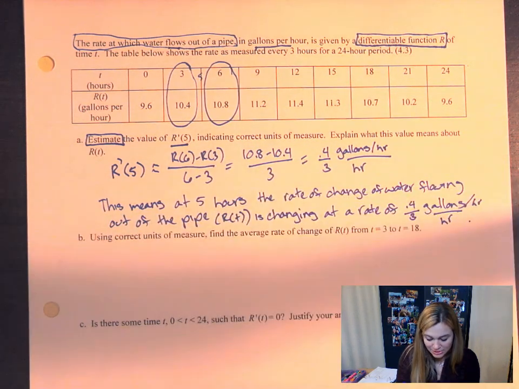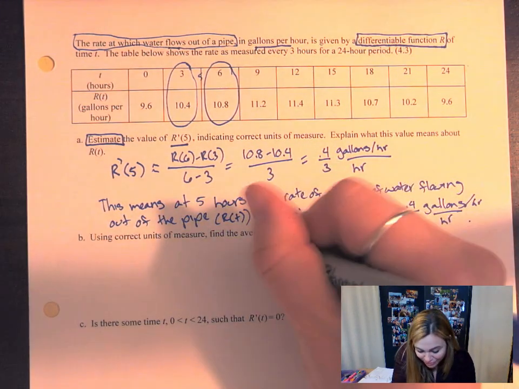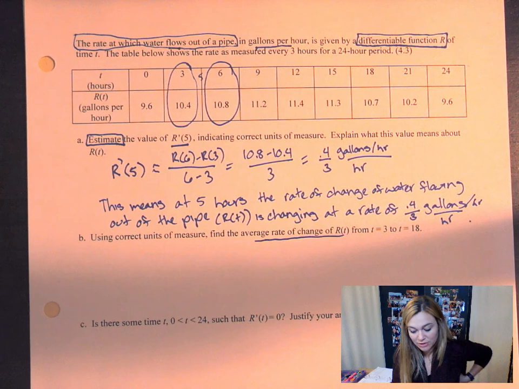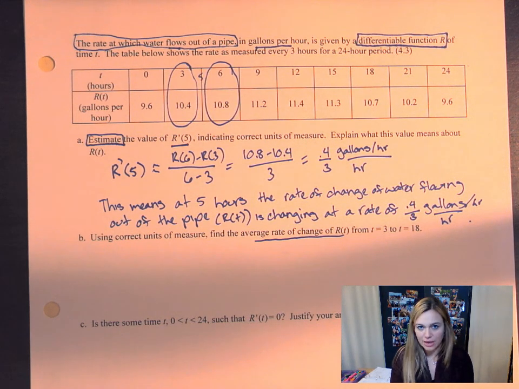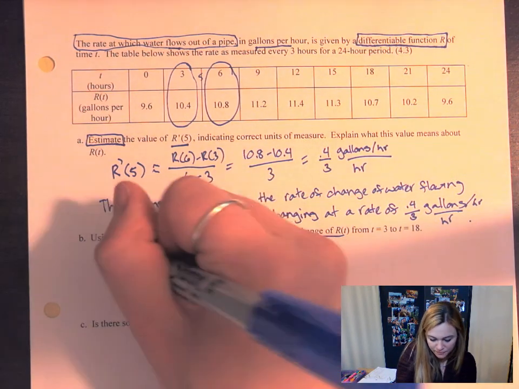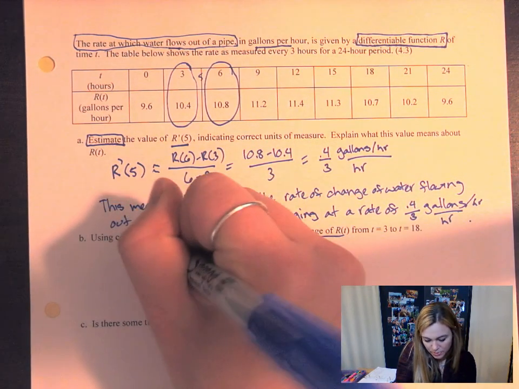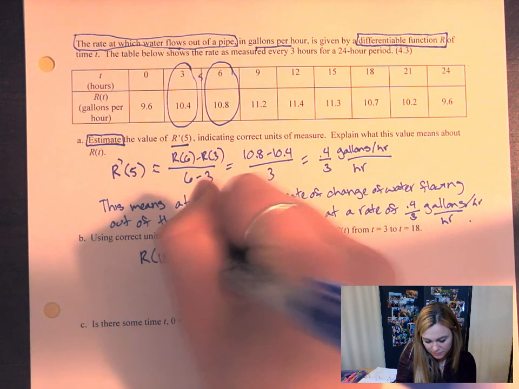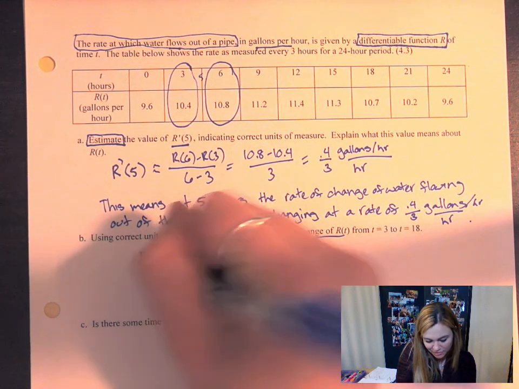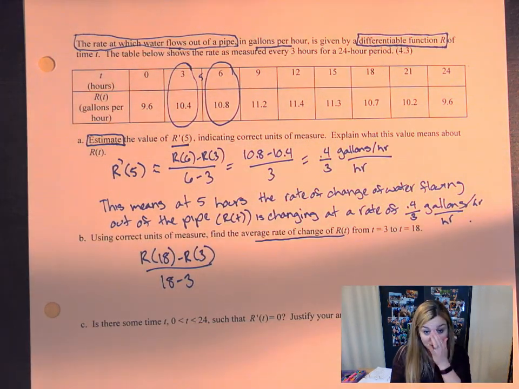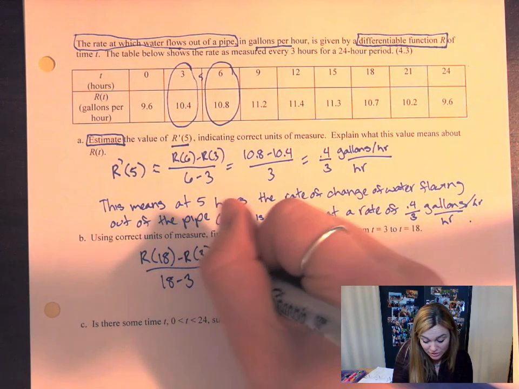Okay, the next one says, using correct units of measure, find the average rate of change of r of t from 3 to 18. Okay, average rate of change. When I say that, you should be thinking slope of the secant line. F of b minus f of a over b minus a, or in this case, r of 18 minus r of 3 over 18 minus 3.